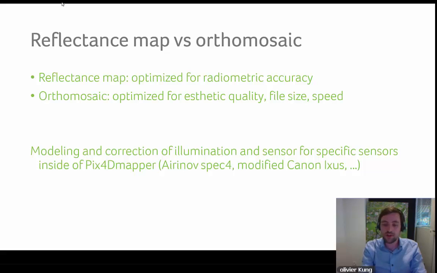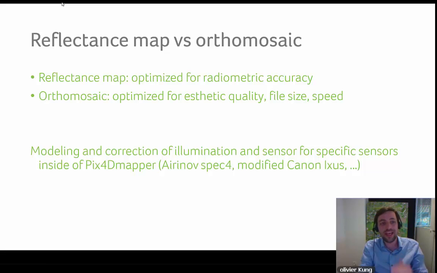This radiometric accuracy, basically the fidelity of using your tool as a measurement device, is the most important. You don't want something pretty. You want a measurement whose results you can trust. This is one of the big goals of the reflectance map, and we do a few things differently.